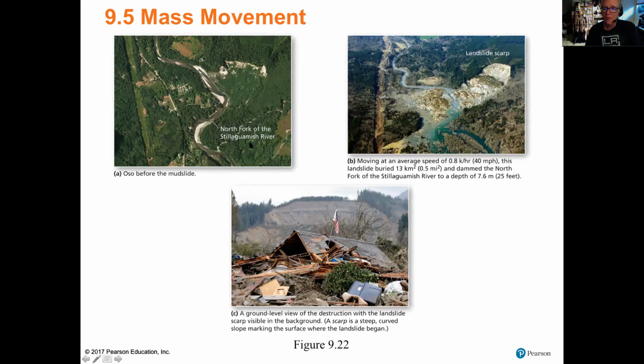So this was a big one not too long ago, where you can see here's the North Fork of the river, and then all this came down and was moving pretty fast, about 40 miles per hour, and the landslide buried, actually changed the course of the river, creating this dam that increased the depth of the water behind it up to 25 feet. And this is in your book, so you can read about that.